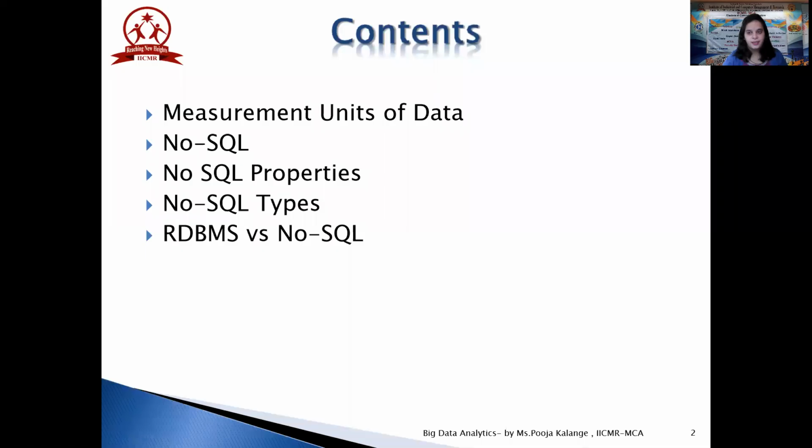Data Analytics. So let's see what we are going to cover in this course. So let's see what is the agenda for today. Today we'll be covering the measurement units of the data, which is a prerequisite we require before we start big data analytics. Then we'll cover the basic concepts of NoSQL, then the properties of NoSQL, that is non-structured SQL, or you can say not only SQL. Then we'll see the NoSQL types, and then the basic difference between RDBMS and NoSQL. So let's start.